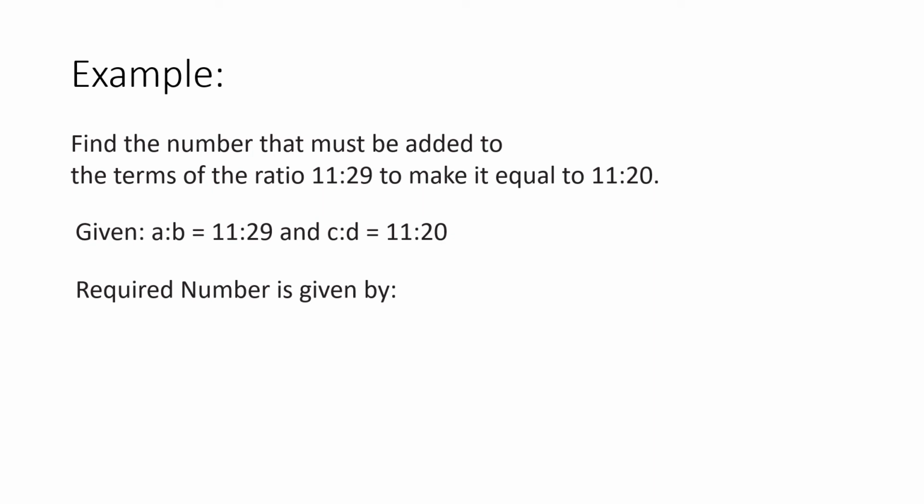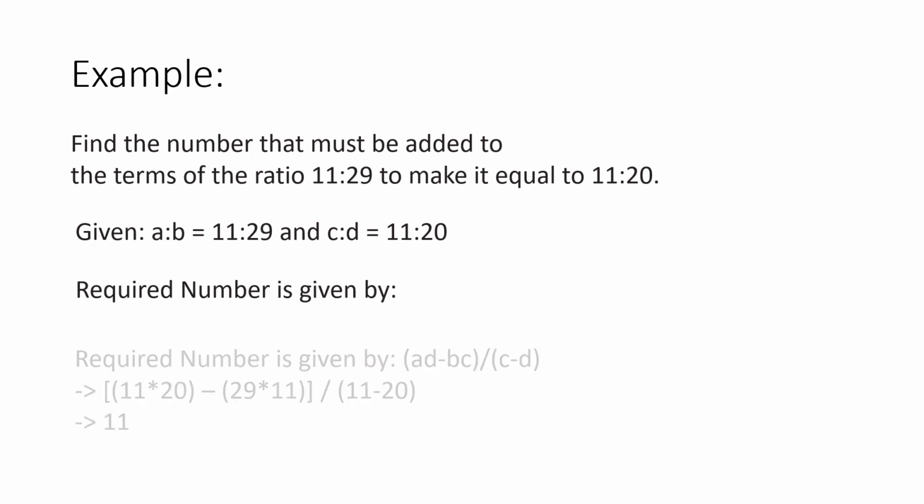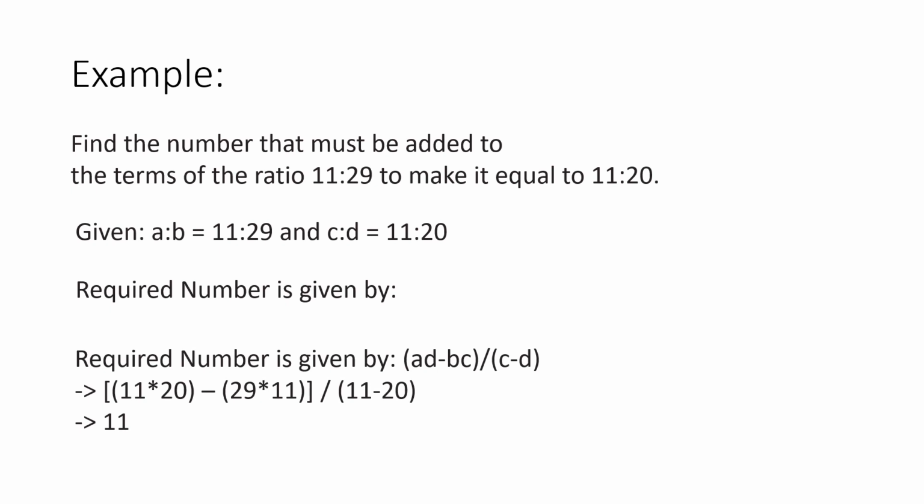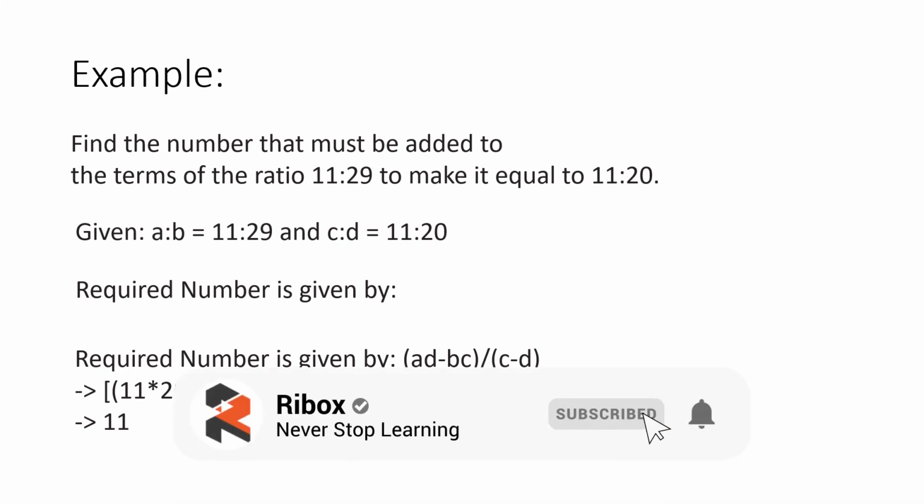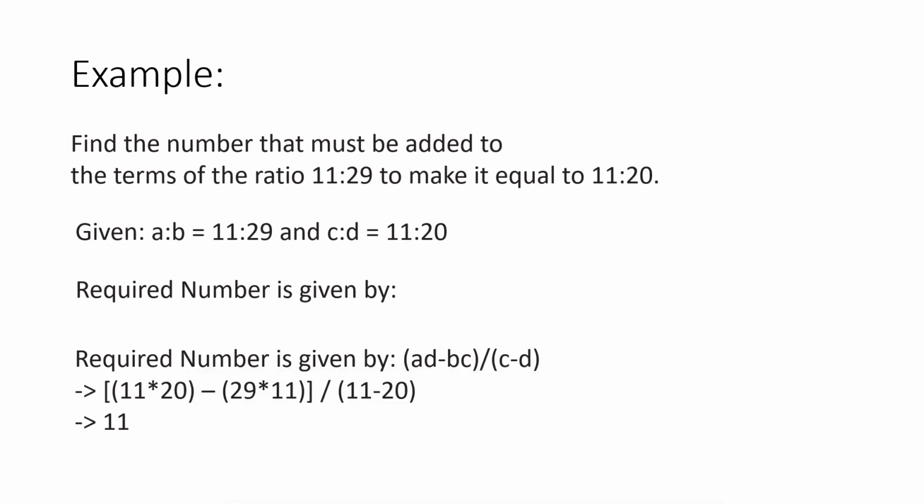Now let's look at what we want. Required number, that is the number x which we want to search, is given by the formula, and we are simply putting these values in the formula. Again, AD minus BC is nothing but solving the matrix, and the value C minus D is still the same. So putting the values in the equation, we get the value 11. So 11 will be the number which, when added to the term, makes the ratio 11 is to 29 change to 11 is to 20. So that is the two tips and tricks which are sufficient for solving the problems on ratios and proportion.